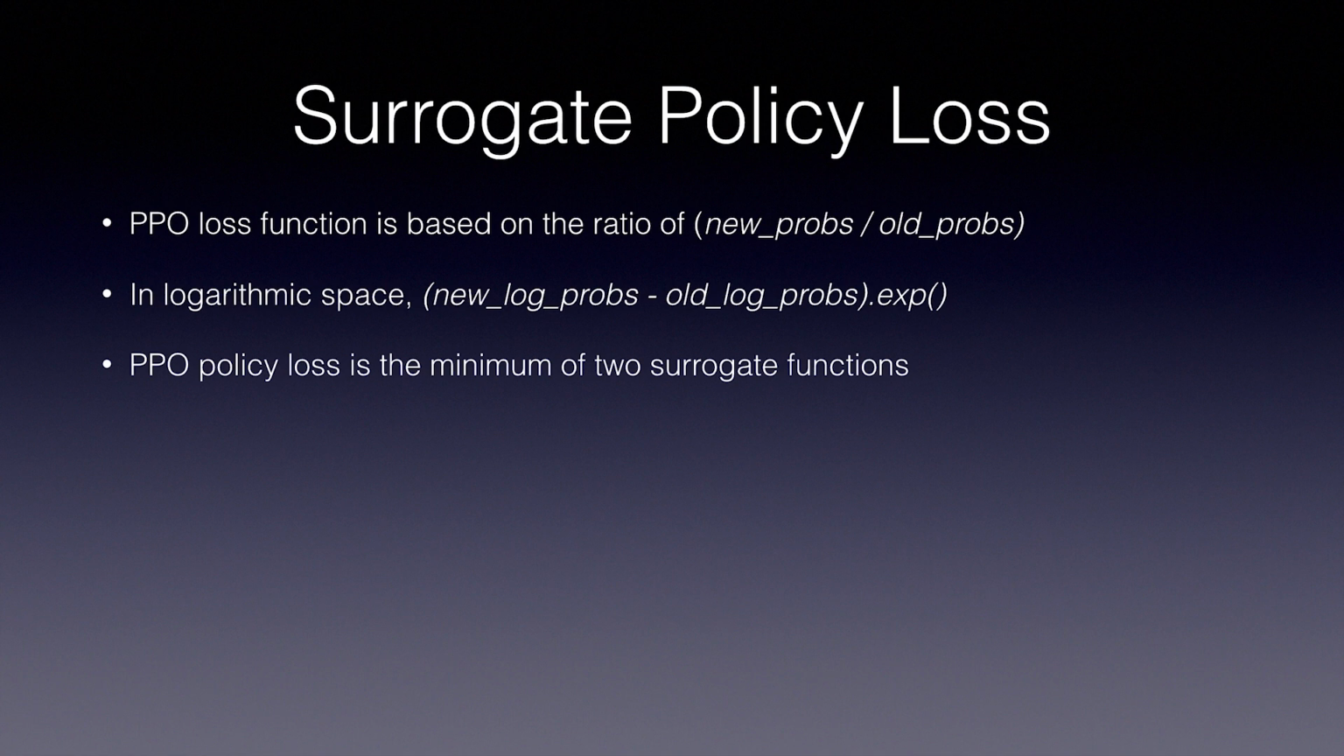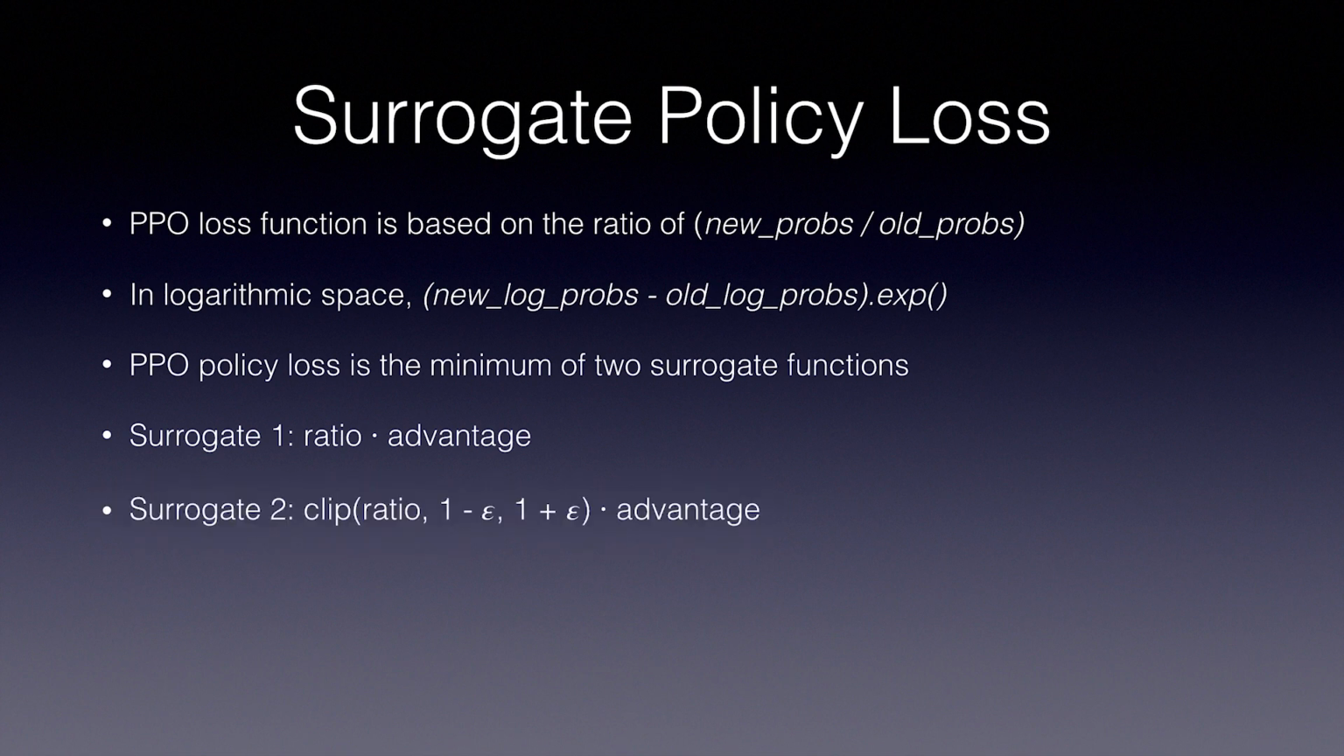The policy actor loss in PPO is the minimum of 2 surrogate functions. Surrogate 1 is the ratio we calculated times the advantage. Surrogate 2 is the ratio clipped between 1 minus epsilon and 1 plus epsilon times the advantage. The PPO paper suggests using an epsilon of 0.2, which clips the ratio between 0.8 and 1.2.